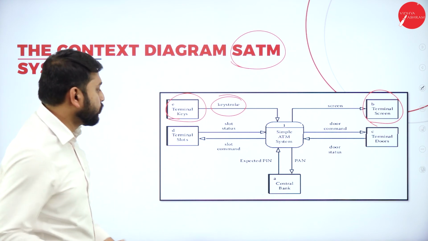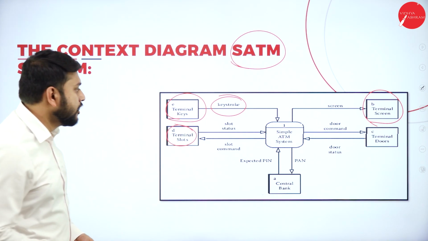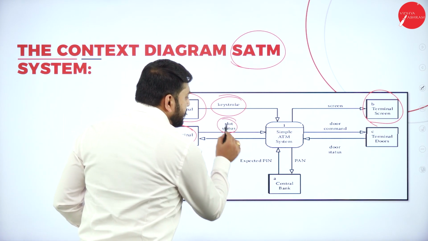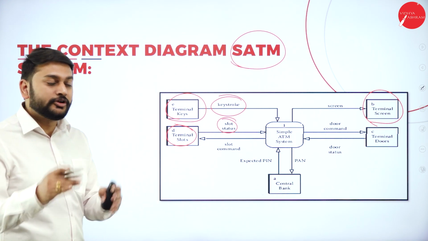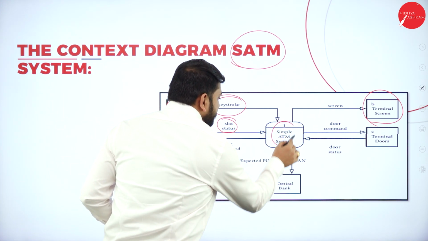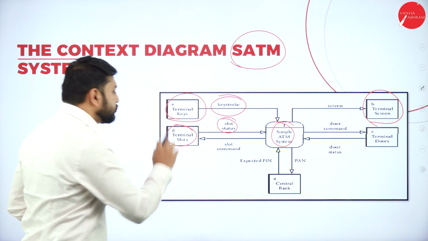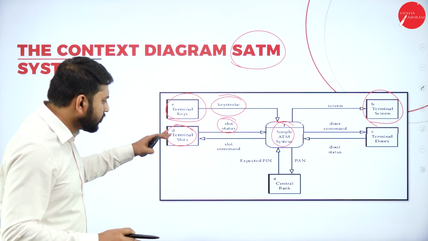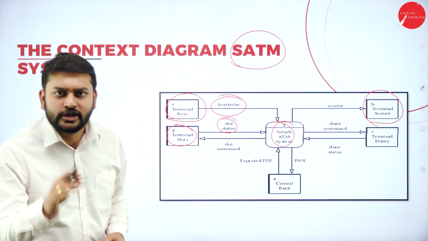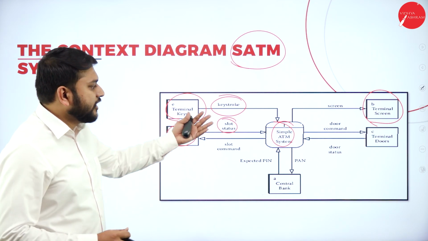Then after that, please observe. From the terminal slots, slot status is coming to the ATM machine system. That's what you need to observe here. Then from the system, slot command is going to the terminal slots. Slot means where you insert the card. That's what you need to understand as slots. Fine, that we understood, sir.